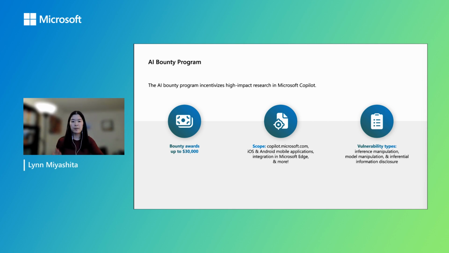So let's really get into the types of vulnerabilities that are eligible for bounty awards under this bounty program. Vulnerabilities that are assessed as important or critical severity in the categories that are detailed on our AI bug bar are going to be eligible for bounty awards.